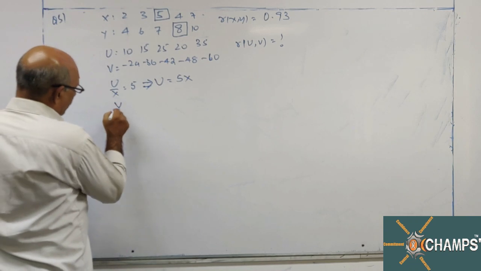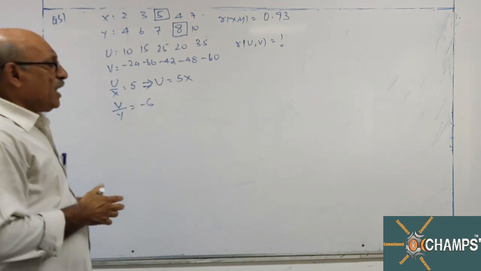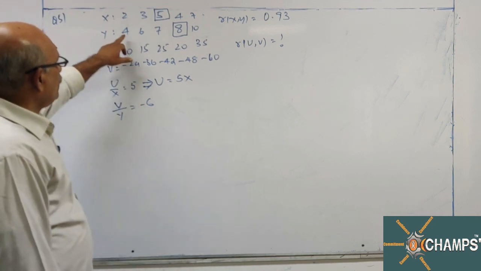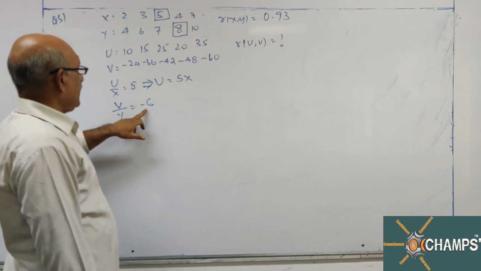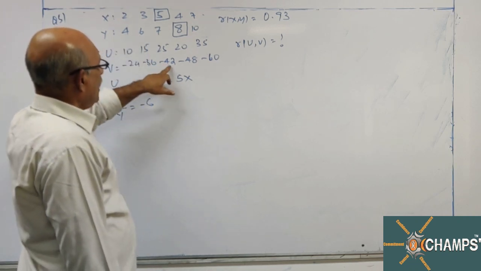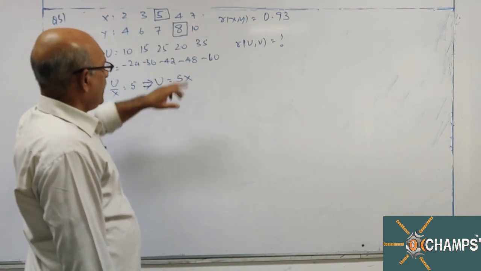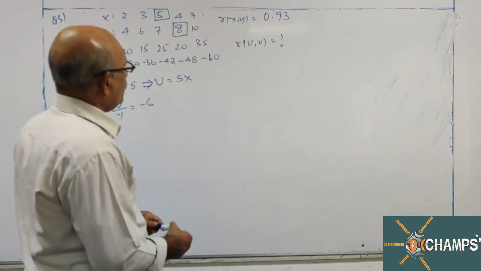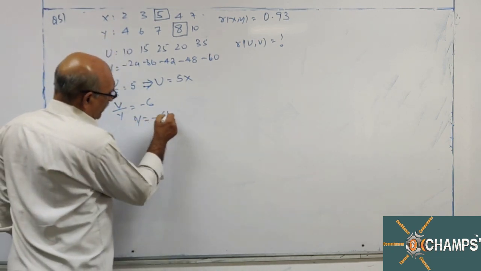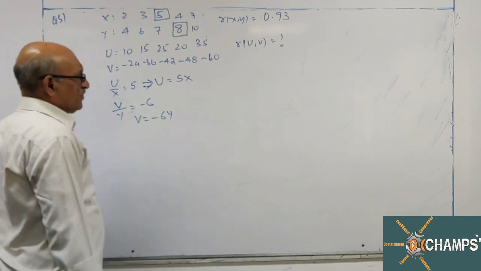Now look at this, v divided by y is equal to minus 6. Minus 24 by 4, minus 6. Minus 36 by 6, minus 6. Minus 42 by 7, minus 6. Minus 48 by 8, minus 6. Minus 60 by 10 is minus 6. So v is equal to minus 6y.